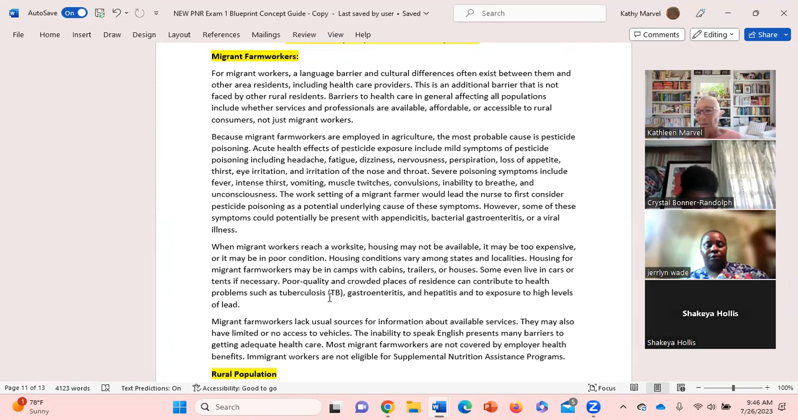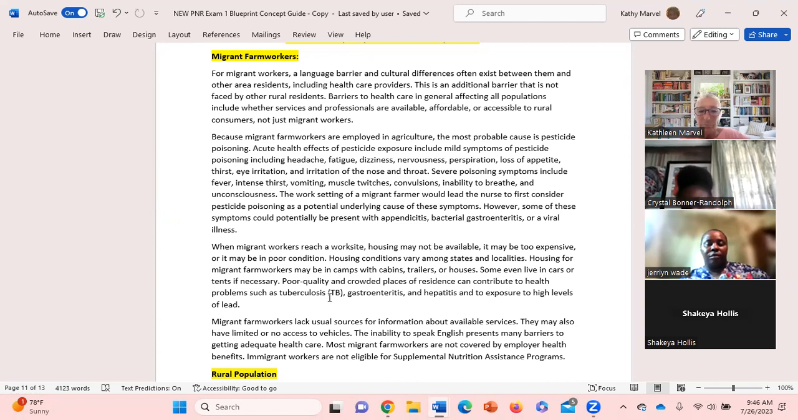But basically, just in general, why do we think migrant farm workers and the rural population are considered special vulnerable populations? Think they have additional risks? Yes, of course. I can tell you for migrant farm workers, their biggest risk, for purposes of this class, is pesticide exposure.